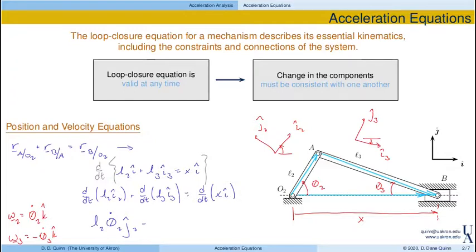Here, again, because theta 3 is defined the way it is, we end up with minus L3 theta 3 dot in the J3 direction. And here, of course, x changes, right? So I get x dot I, but then the direction I is fixed. So now we have our position equation, right? Or our loop closure equation. And we have just obtained the velocity equations.